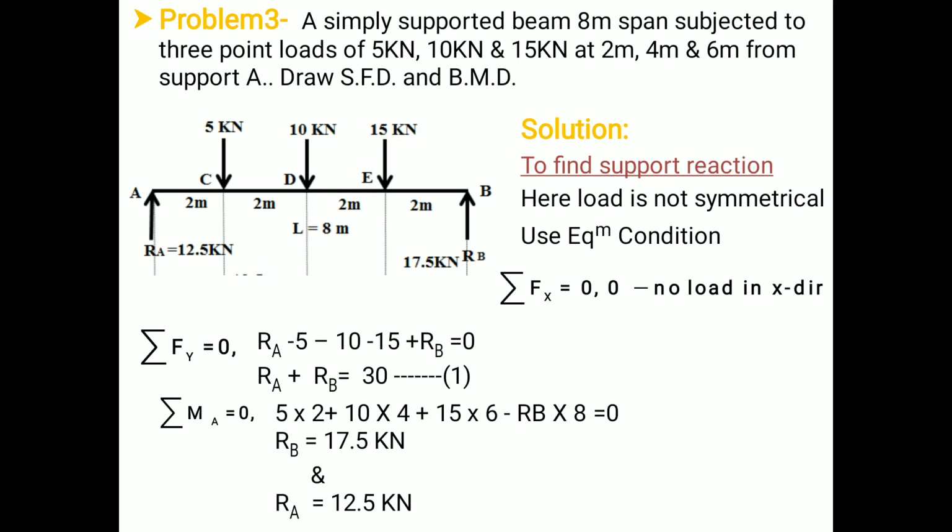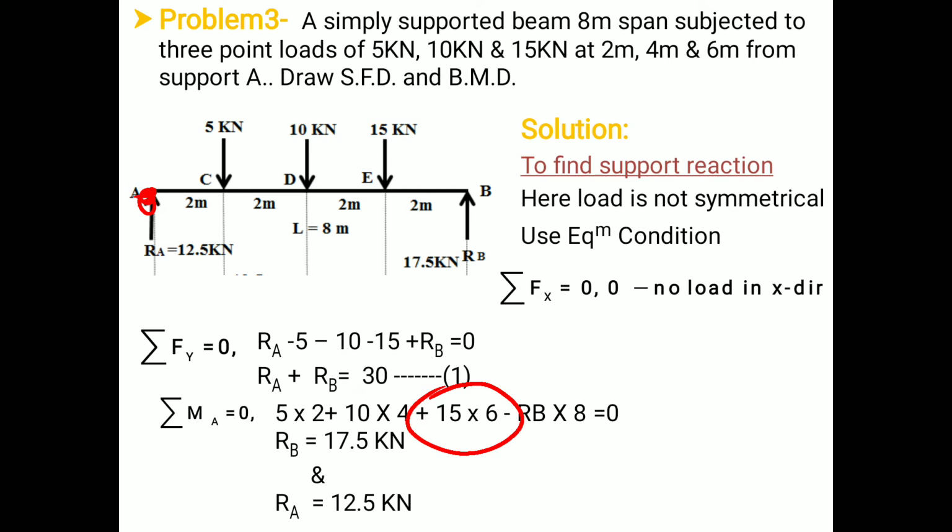Now we have the third equilibrium equation, that is moment about point A is equal to 0. So we have to take moment about point A. Therefore this 5 kN which is acting in clockwise direction about point A will be considered positive. Therefore 5 kN into perpendicular distance 2, so it becomes 5 into 2, plus this 10 kN into perpendicular distance 4, so it becomes 10 into 4, plus this 15 kN into 2 plus 2 plus 2, so it is 6, therefore it becomes 15 into 6.